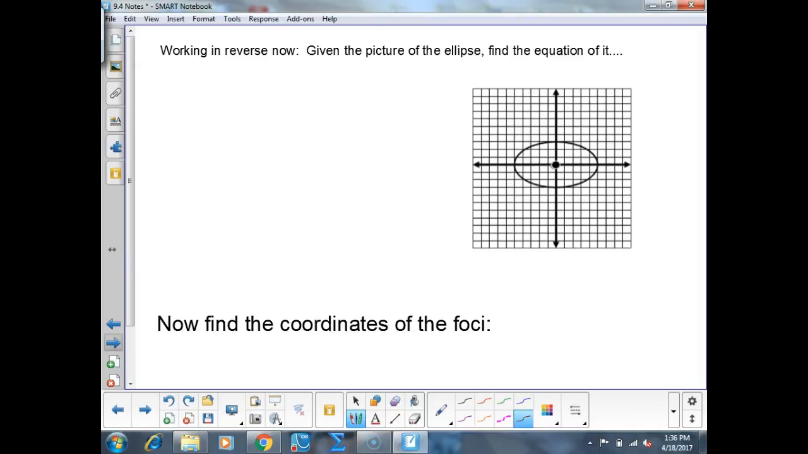Whoa, let's work in reverse now. Okay. So, what's the first thing you think we should find? The center. Okay. So let's find the center. Right, but I can only do dots when I make these graphs. You're better than what I can do on my technology. So what's the center? 0, comma 0.